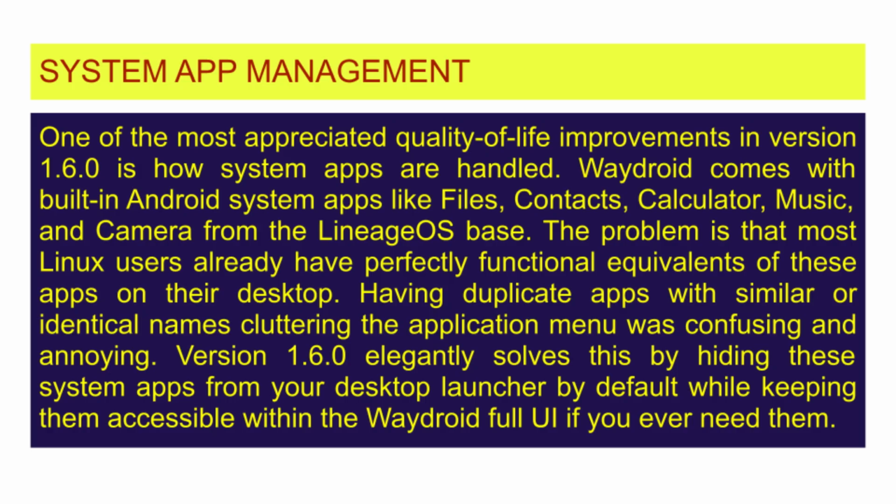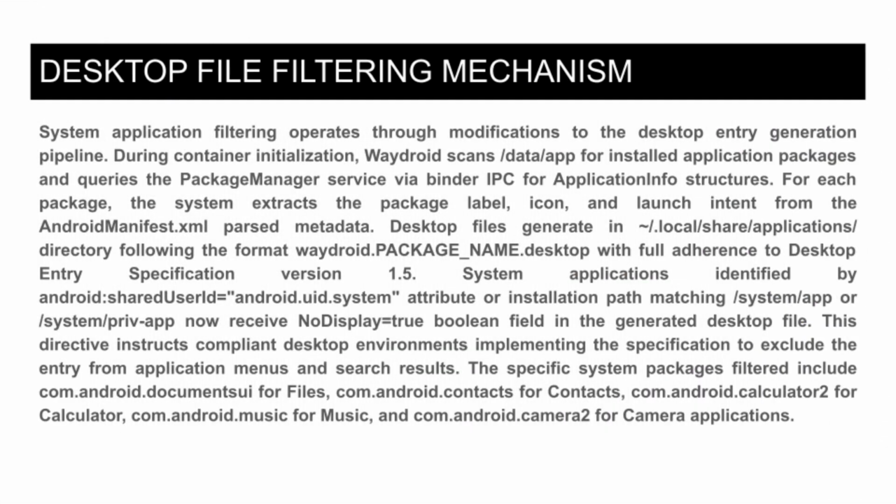Another thoughtful improvement in this release addresses a problem that's been bugging users for a while. When you install Waydroid, it comes with a bunch of system apps. Things like files, contacts, calculator, music, and camera. These are basic Android utilities that come with the LineageOS base. The problem is that most Linux users already have perfectly good file managers, calculators, and music players on their Linux desktop. Having duplicate apps with similar or identical names cluttering up your application menu was confusing and annoying.